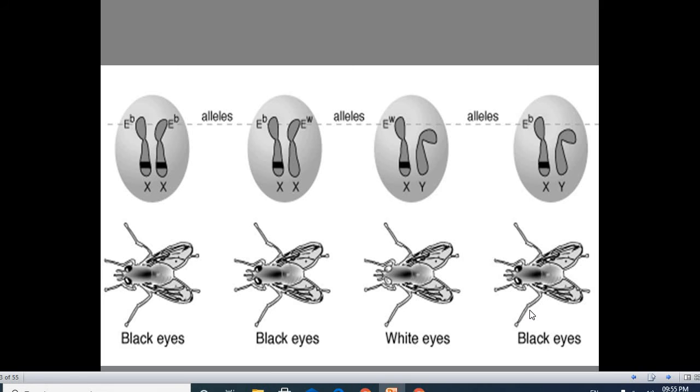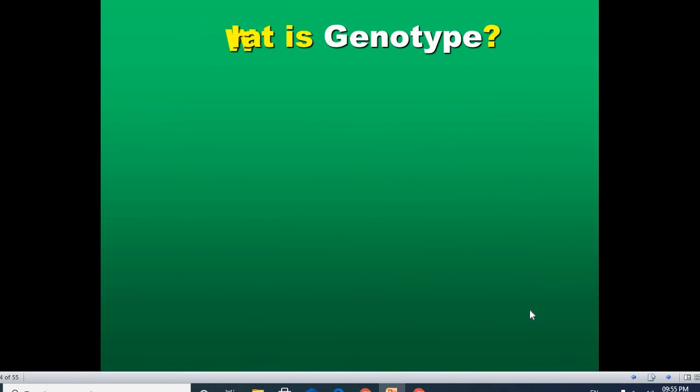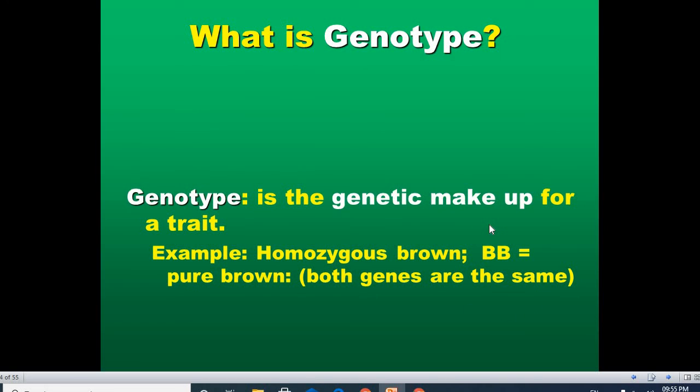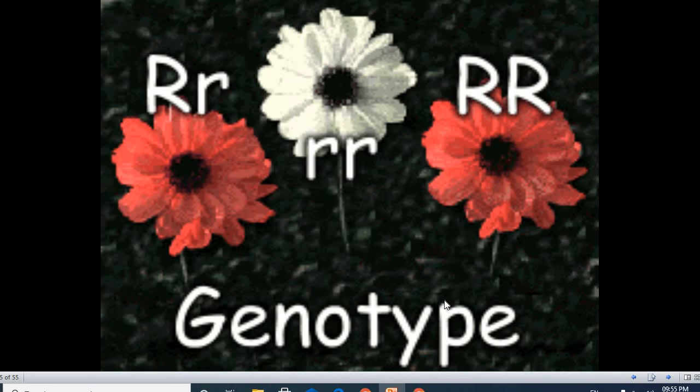Okay. So next, what is genotype? So genotype means what? Genotype is the genetic makeup for a trait. Example, homozygous brown, capital B, that is a pure brown. Both genes are the same. So that is called genotype.